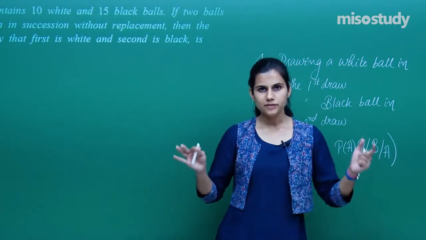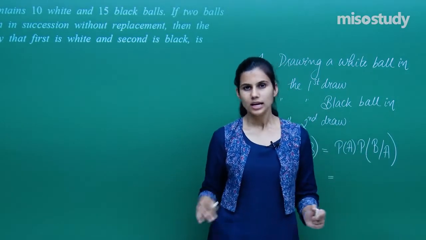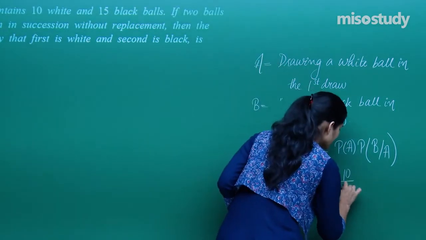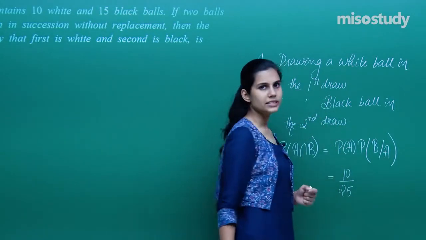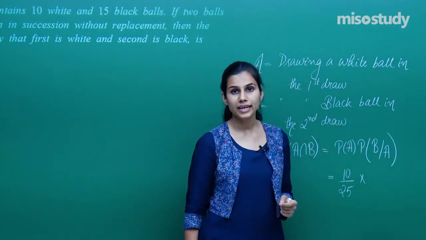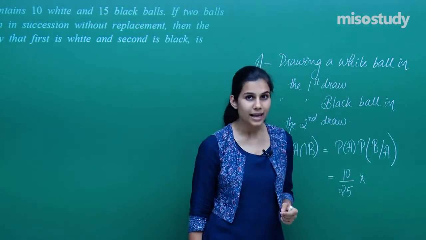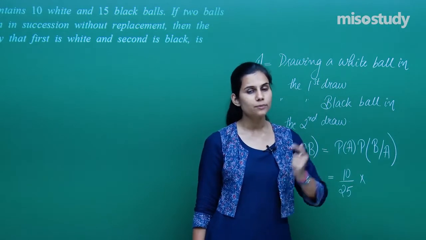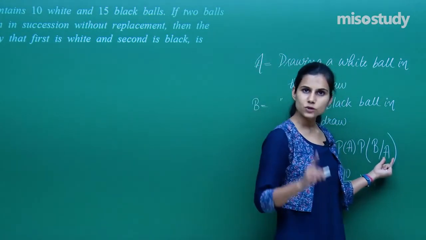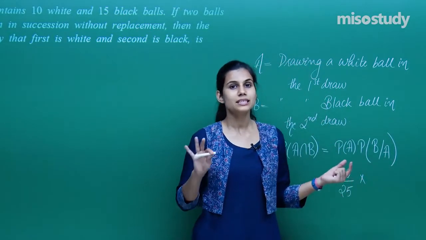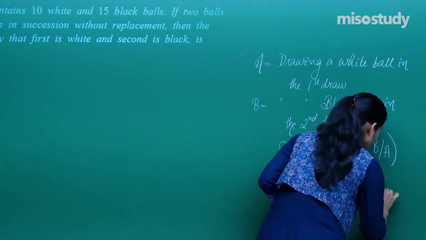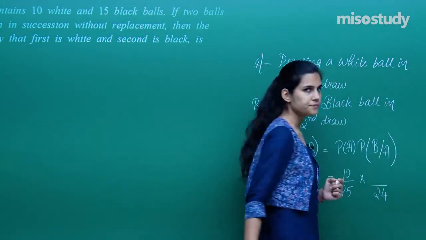Right, now in the bag you have 10 plus 15, 25 balls in total. Out of that you have 10 white balls. So clearly 10 by 25 is the probability of happening of event A, multiplied by probability of happening of event B when A has already happened. That means probability of drawing a black ball in the second draw when one white ball has already been withdrawn in the first draw. Now when event A has already taken place, one white ball has already been withdrawn. That means now you are left with 24 balls in the bag.